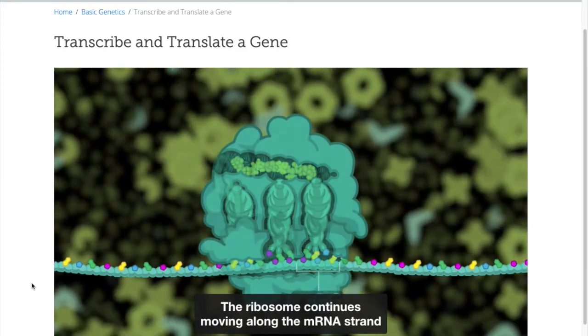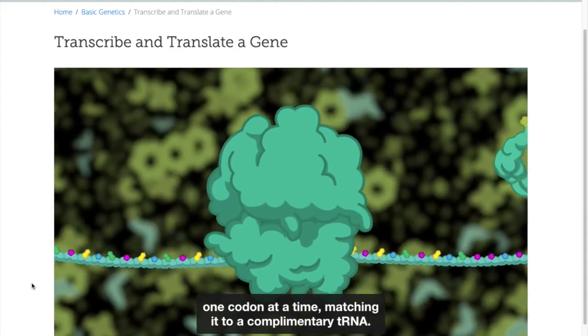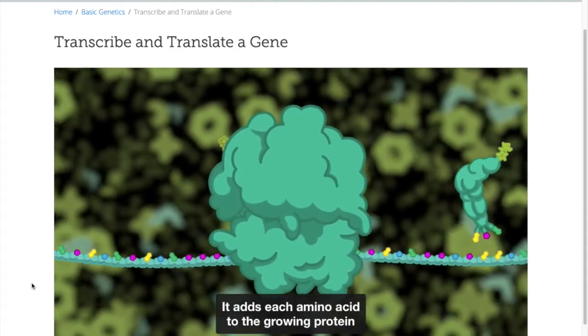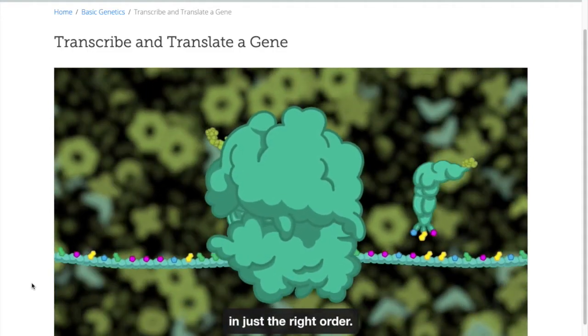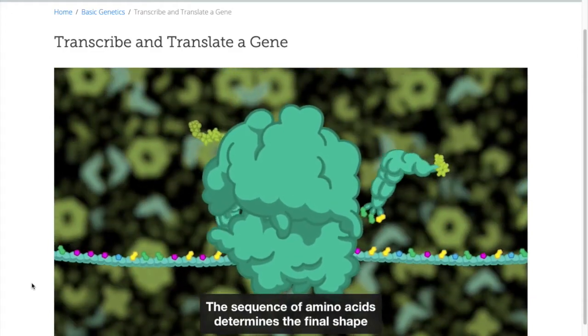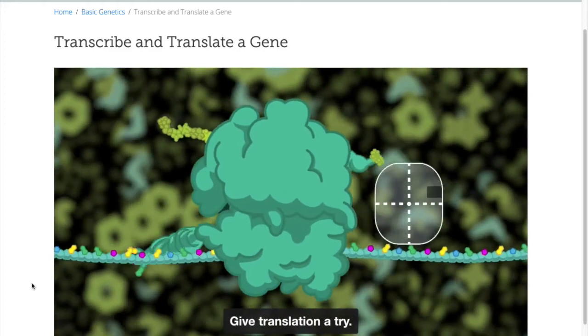The ribosome continues moving along the mRNA strand, one codon at a time, matching it to a complementary tRNA. It adds each amino acid to the growing protein in just the right order. The sequence of amino acids determines the final shape of the protein and the function that it will carry out. Give translation a try.